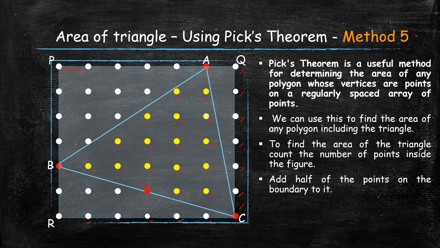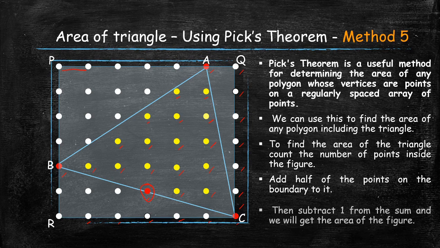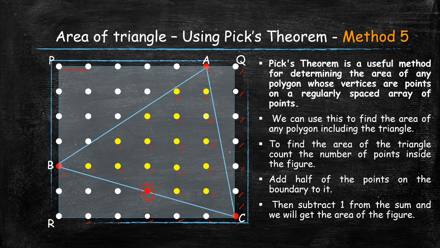You can see here I circled it. It is on side BC. So there are 4 points through which the triangle is passing, and now we divide by 2, half of the number of points. So we get 2. So we add 16 plus 2 is equal to 18. And then we just subtract 1 from the sum and we'll get the area of the figure. So we got 18. 18 minus 1 is equal to 17. So area of triangle ABC is 17 square units.